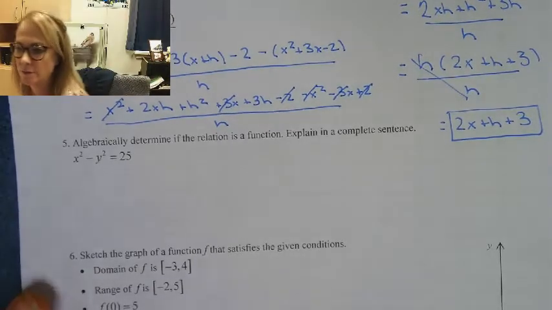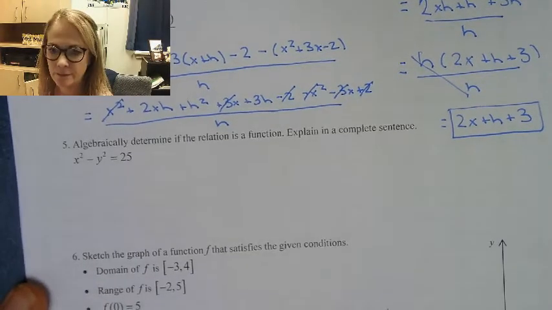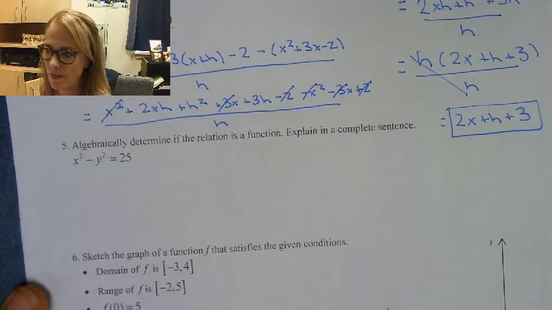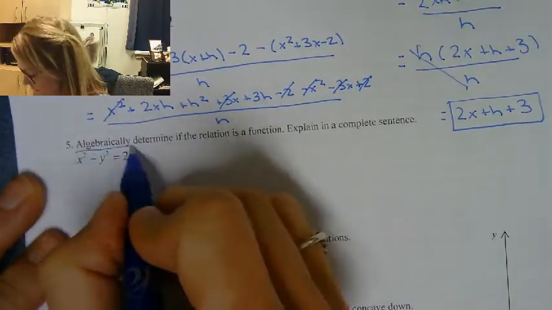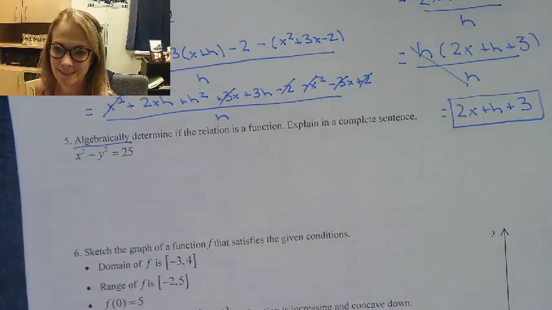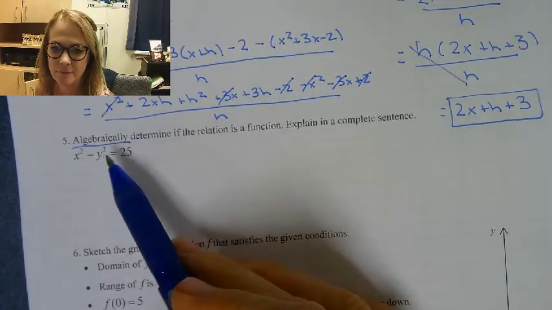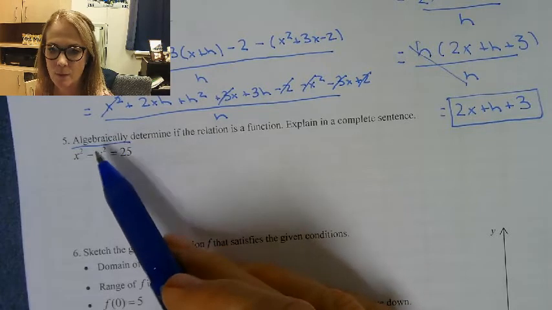Okay, algebraically determine if the relation is a function. So we want to make sure that every input, every x is paired with exactly one output. So what we want to do algebraically to do this is we want to solve it for y. I mean, honestly, you can just look at it, and if you see an even power, like we said in class, on y, you're going to have an issue.